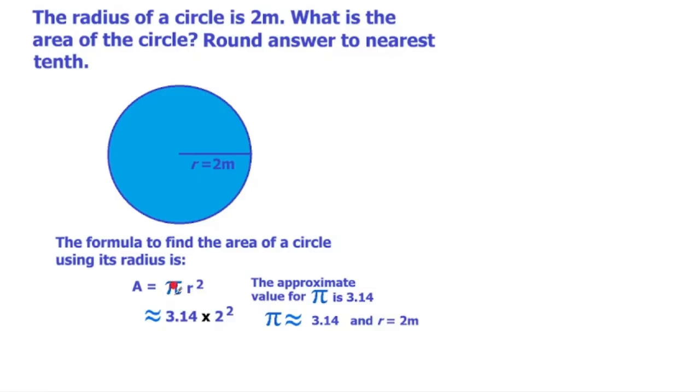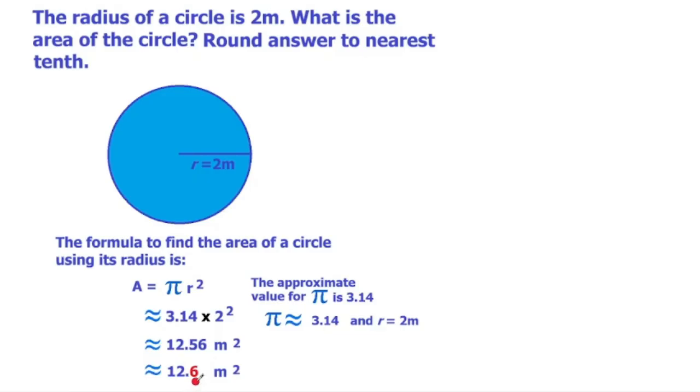So we could just plug those into our formula here, and now our equal sign becomes an approximation. So we multiply 3.14 times 2 squared. 2 is our radius here. So that area is approximately equal to 12.56 meters squared.